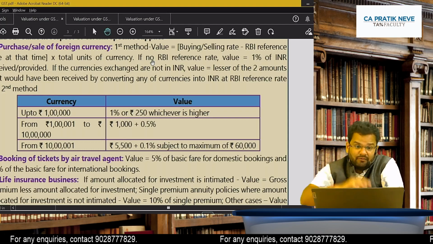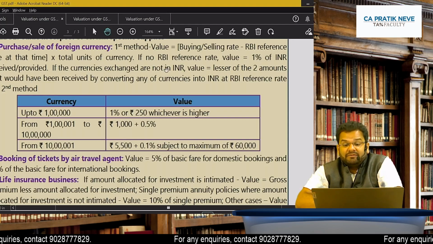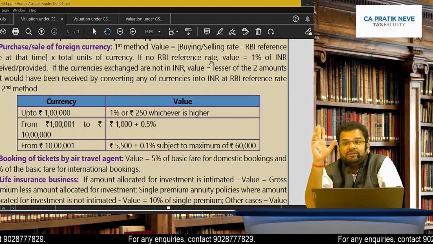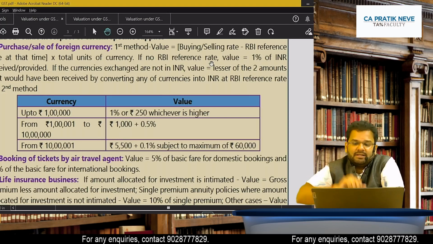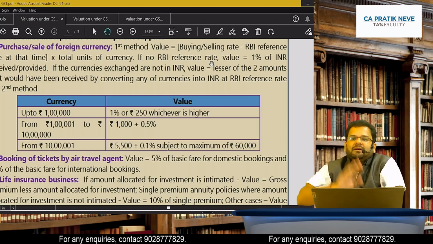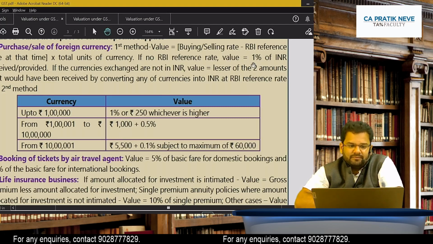Yes. After that, suppose the RBI reference rate is not available, then what you have to do is check how much are the rupees involved in that exchange, and take 1% of that. How much? The standard given is 1%.